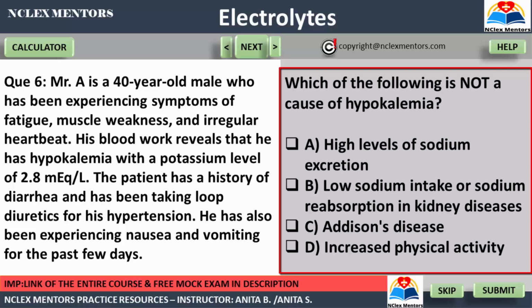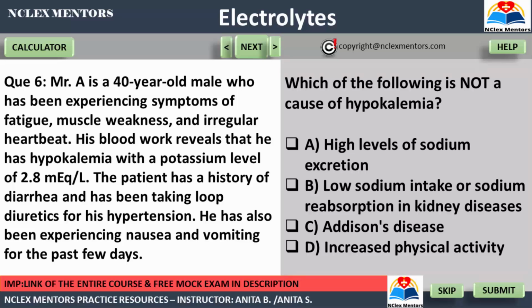The options given to you for this question on the screen are Option A, high levels of sodium excretion. Option B, low sodium intake or sodium reabsorption in kidney diseases. Option C, Addison's disease. Option D, increased physical activity. Take your time to go through the question and each of these options. The timer starts on top right corner of the screen, but if you need more time, you can pause the screen as well.